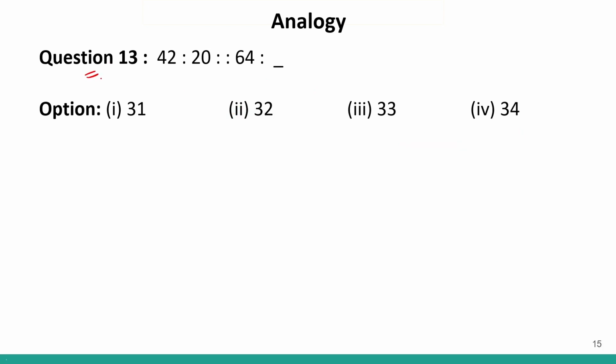Question number 13. We have 42 and 20 and 64 and then we have to find the answer. So I have to find a relationship between these two numbers and then I have to find a relationship between these two numbers. So 42 and 20, this is basically half. So it is 42 divided by 2, which will give me 21. Minus 1 gives me 20. Correct? This is the relationship.